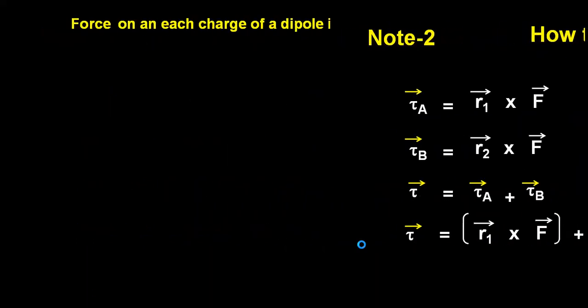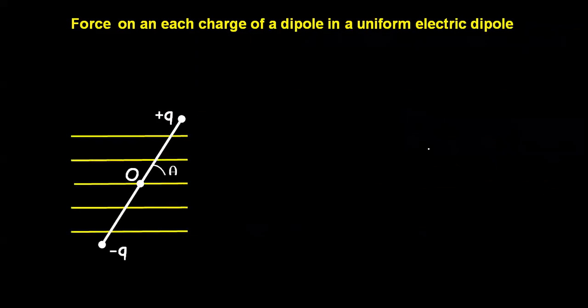Now let us go into the derivation of the torque acting on an electric dipole placed in a uniform electric field. Let me consider a uniform electric field. You know, a uniform electric field is represented by parallel lines which are equally spaced. So let it be E vector. What we have here is a dipole having a plus Q charge and a minus Q charge, and the axis of the dipole is inclined at an angle theta with the electric field.